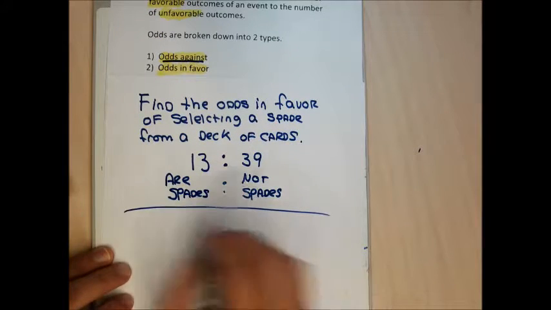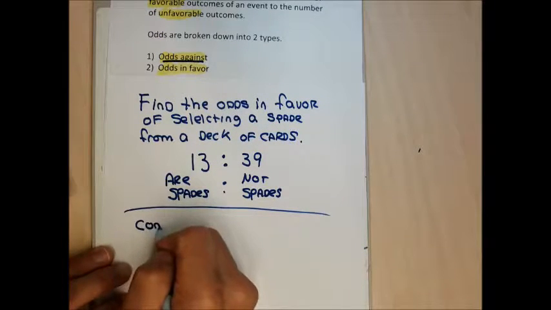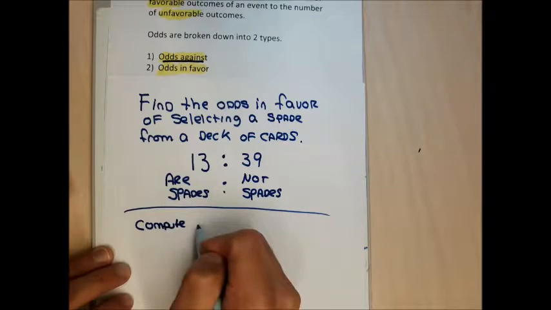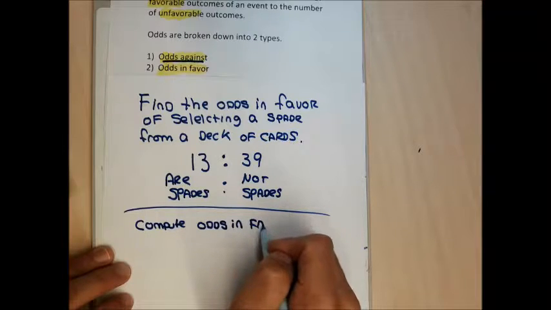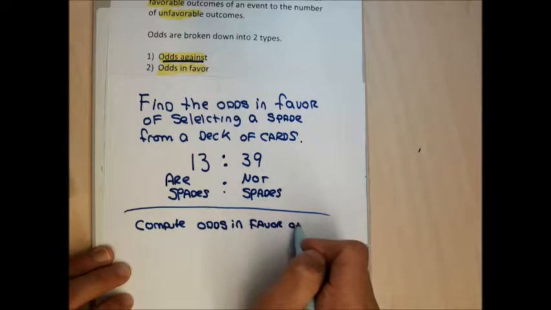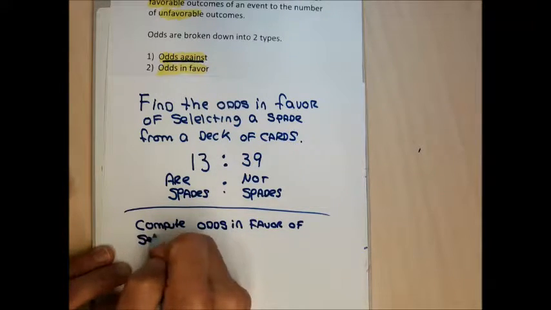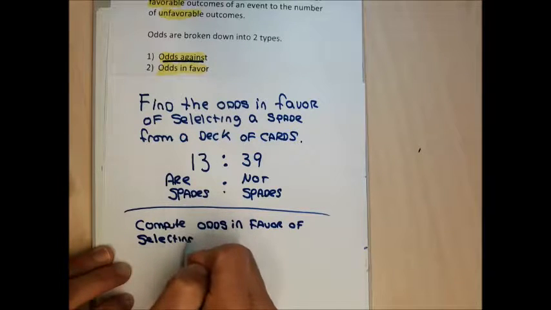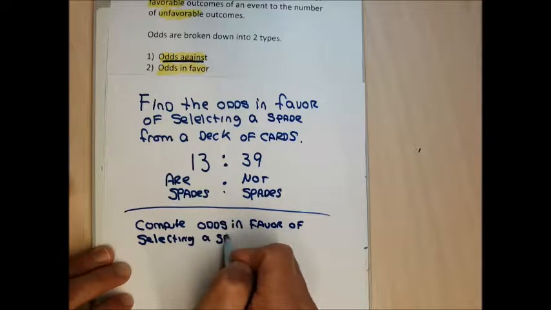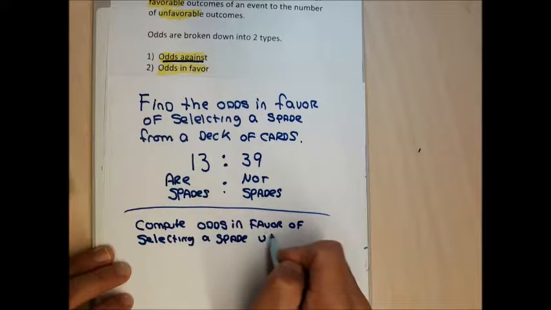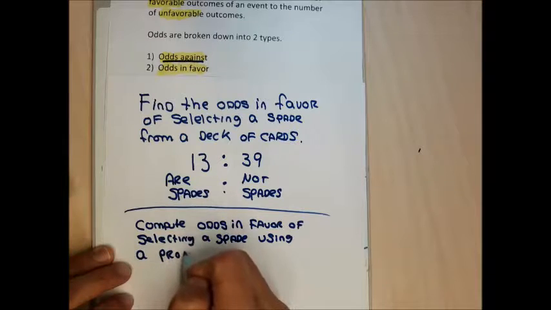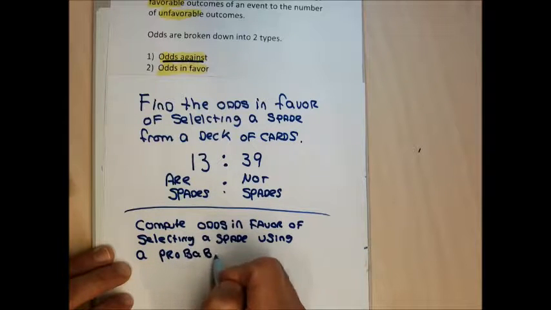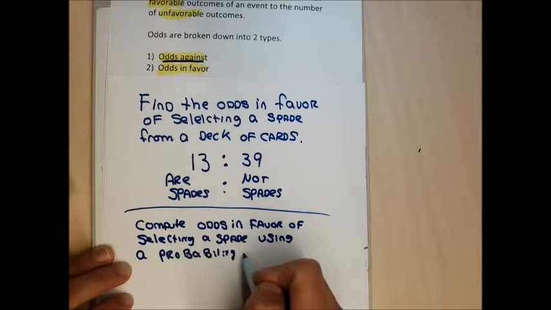So let me get this. I'm going to compute the odds in favor of selecting a spade using a probability formula. So there's two ways to compute odds against, and there's two ways to compute odds in favor.